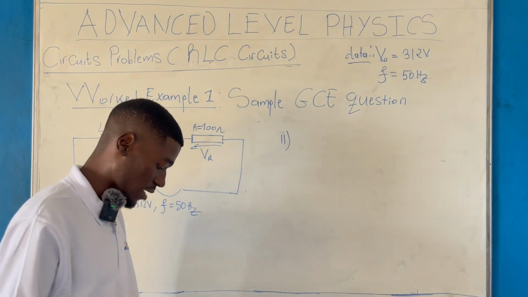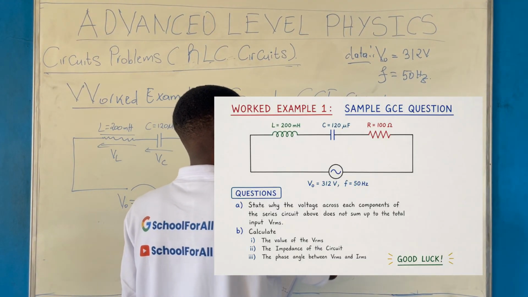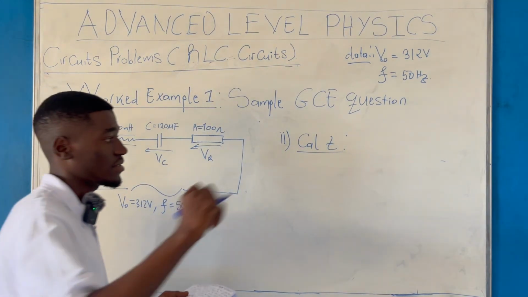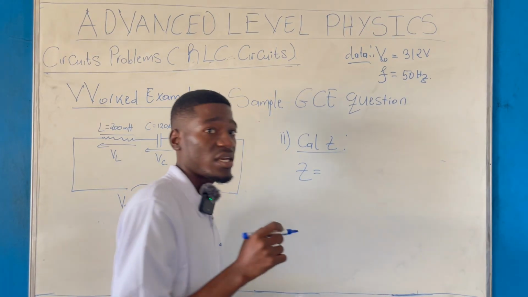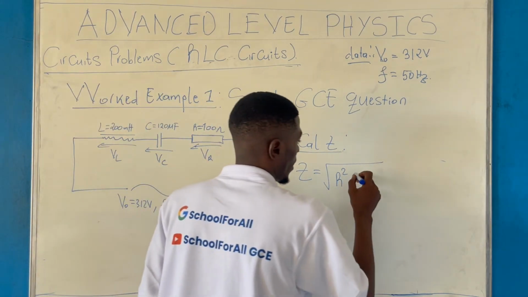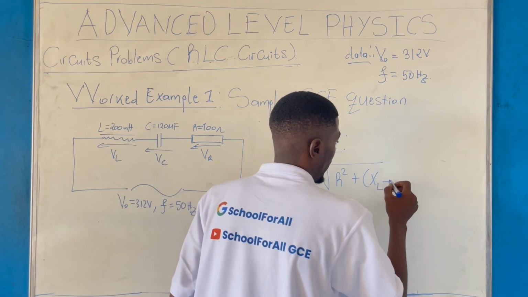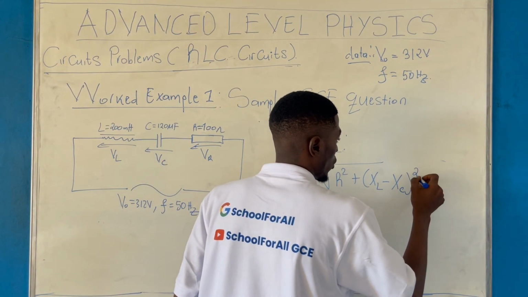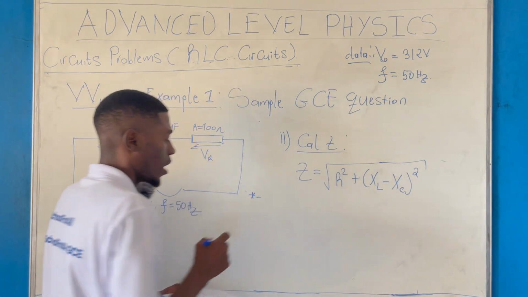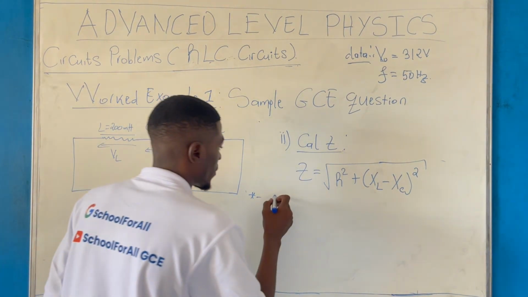Now let us go to Roman 2 of the B part. Roman 2 is asking us to calculate the impedance of the circuit. So we want to calculate Z. We all know that Z is the impedance of the circuit, and it is the square root of R squared plus the inductive reactance minus the capacitive reactance, all squared. So the first step is to calculate XL.